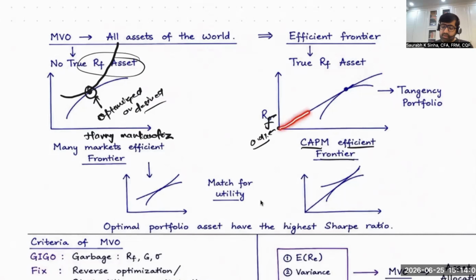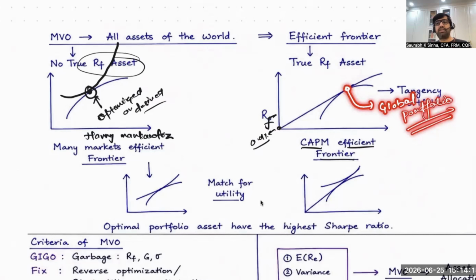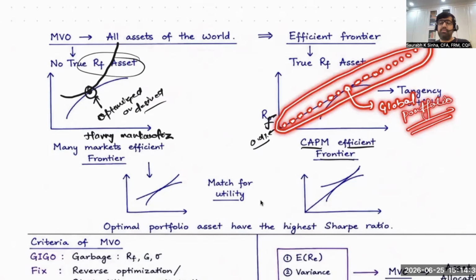The tangent portfolio will give a tangency portfolio. And that tangency portfolio is your global portfolio, global index. All the investable assets of this world are in this global portfolio. And if you want to have your optimum portfolio, then these are the optimum portfolios. The tangent over the Harry Markowitz efficient frontier will give you a list of optimum portfolios.